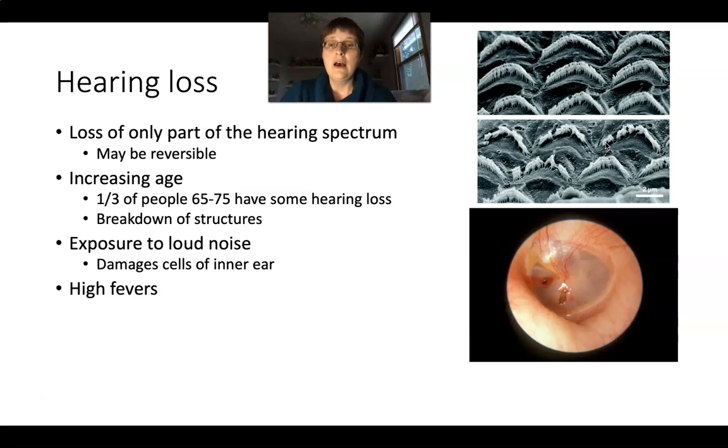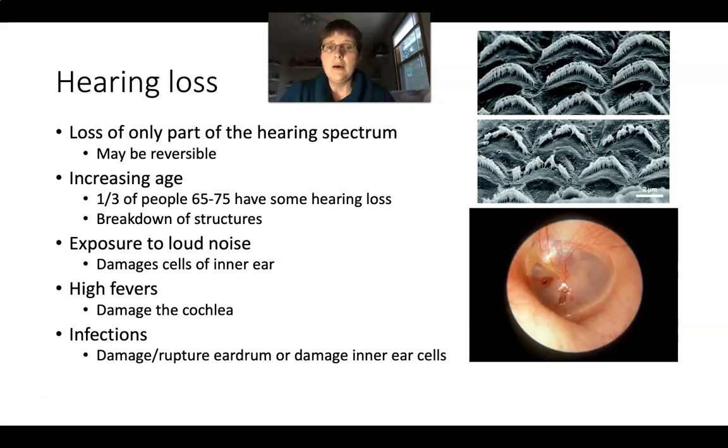High fevers can actually create hearing loss because they damage the structures inside of the cochlea. This is actually a common thing from fevers from things like meningitis and some other childhood illnesses. And then infections. Different types of infections can cause problems, especially for eardrums. That's what you're seeing in this picture here, if you were wondering. This is actually a rupture right here, a tear in an eardrum.